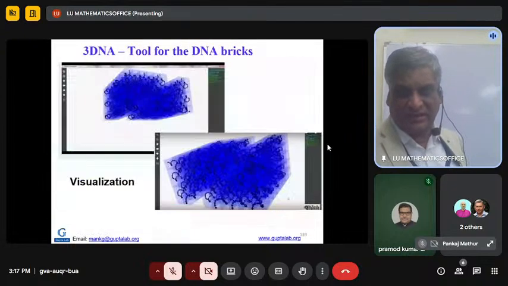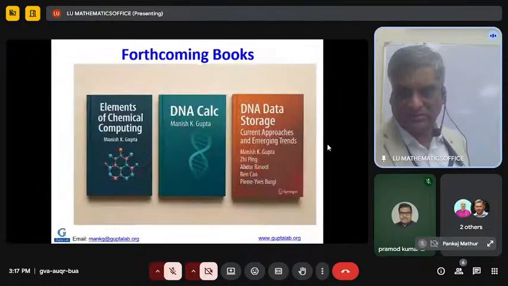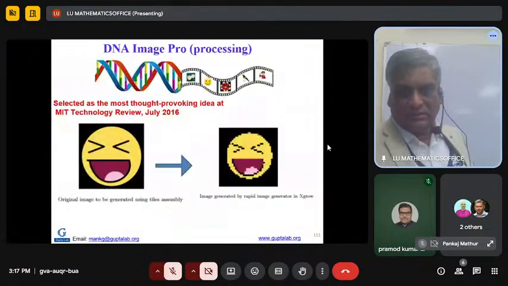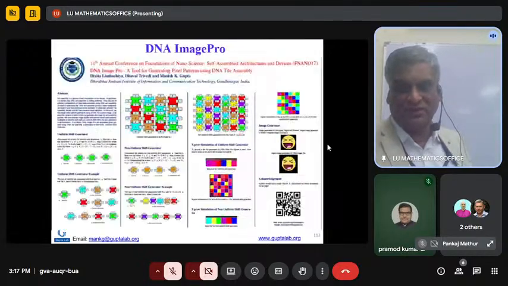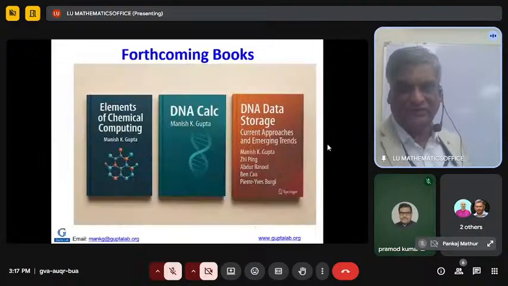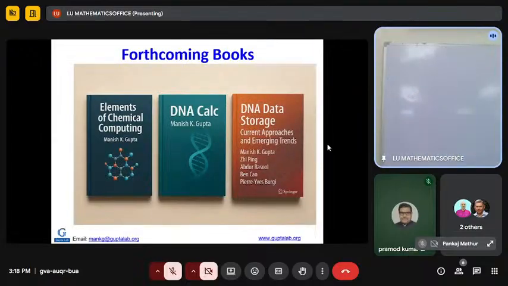3D DNA software is there. DNA Image Pro, you can actually do image processing with DNA. Ultimately you can do anything, whatever you want. This is again a software we have. Finally, I just want to mention that one of our books is coming on DNA data storage, the first book actually on this topic.